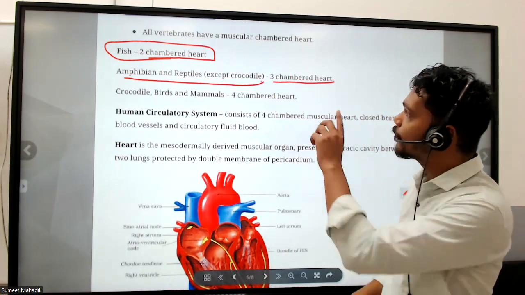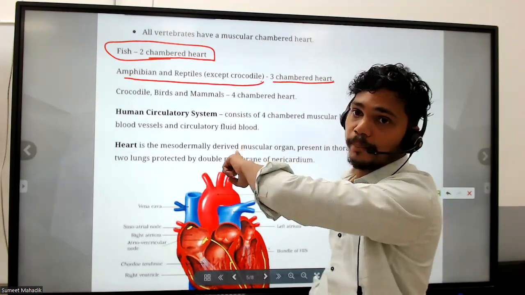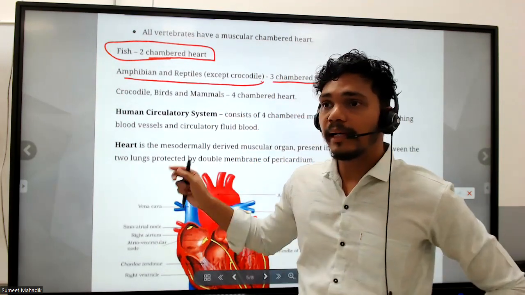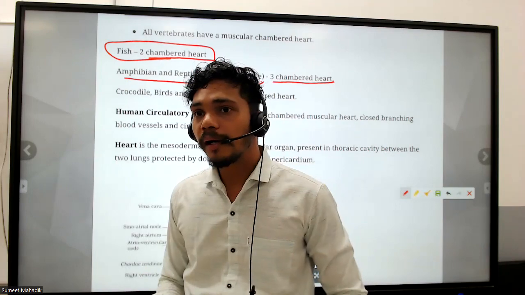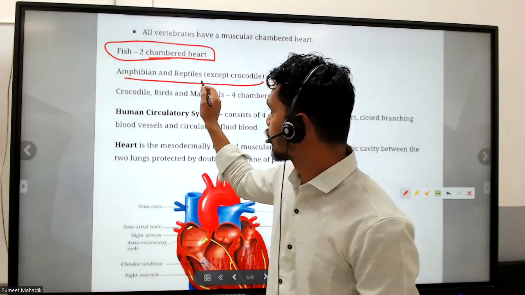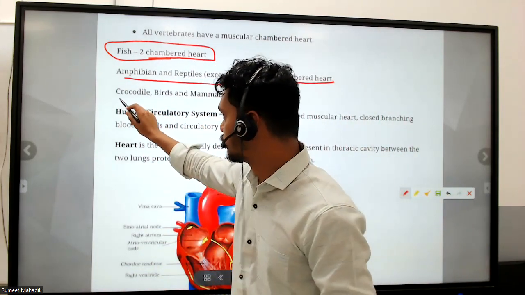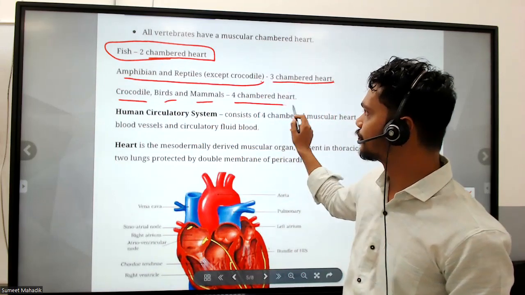So where do you find the three-chamber hearts? Amphibians and reptiles. Are reptiles mostly warm blooded or cold blooded? Cold blooded. So for that purpose, they need that. Crocodiles, birds, and mammals have a four-chamber heart.